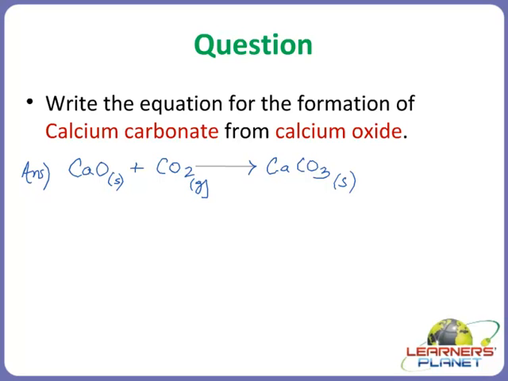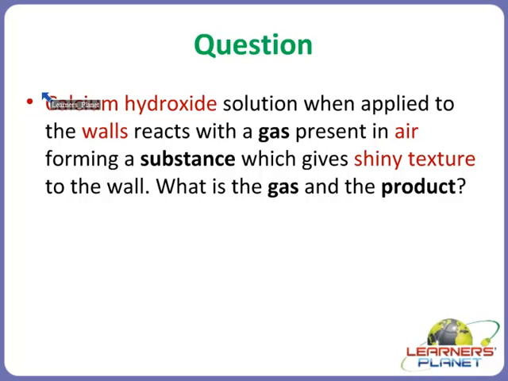Now let's take up our next question over here. Calcium hydroxide solution when applied to the walls reacts with a gas present in air, forming a substance which gives shiny texture to the wall. What is the gas and the product?